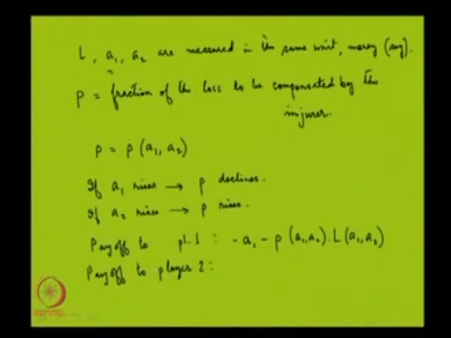What is the payoff to player 2? He takes a care A2, so minus A2, minus a part of the compensation, a part of the loss will not be covered up by the compensation. That part of the loss he has to bear, and this part of the loss which is not covered by the injurer is 1 minus rho multiplied by L. So, this is the loss due to accident and this is the care that he is taking. So, both of them are being added up.